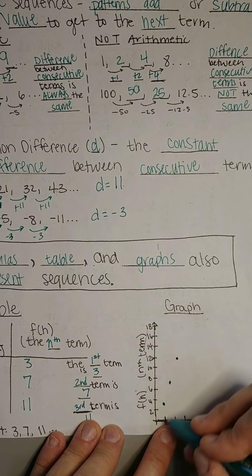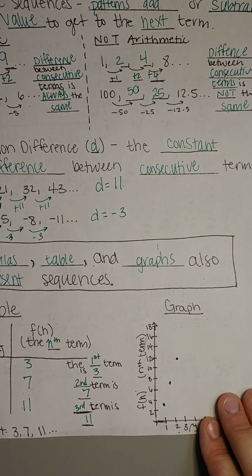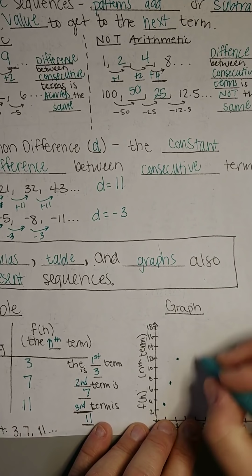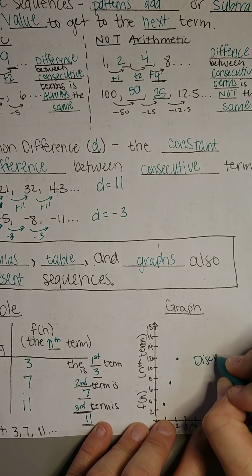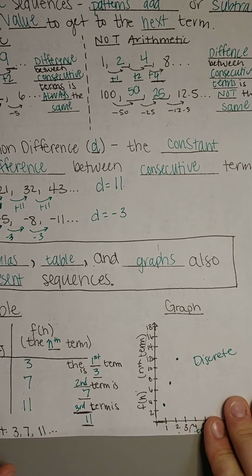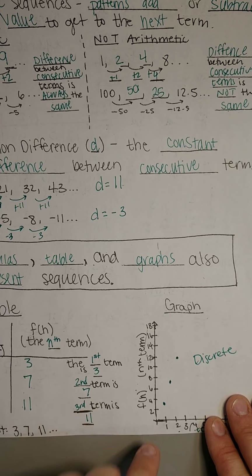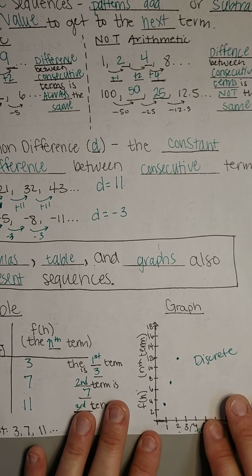And hopefully you're noticing what kind of graph this is, and you see that it is linear. It is discrete. We are not going to connect those points because there is no term 1.5 or 2.3. It's only term 1, term 2, term 3. So nothing in between. All right, so that's the first 2 pages.